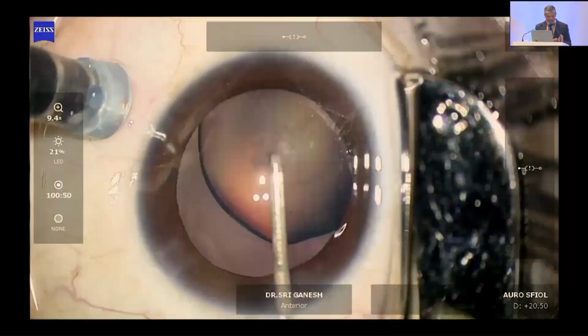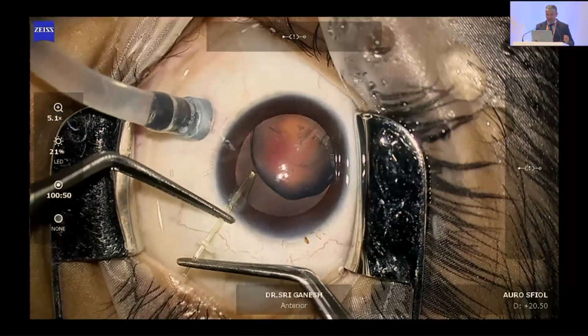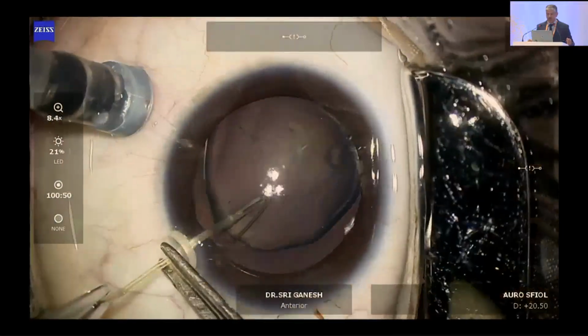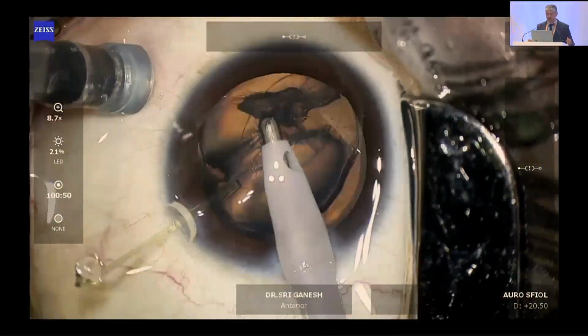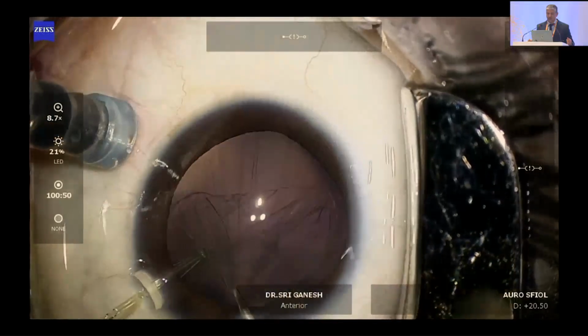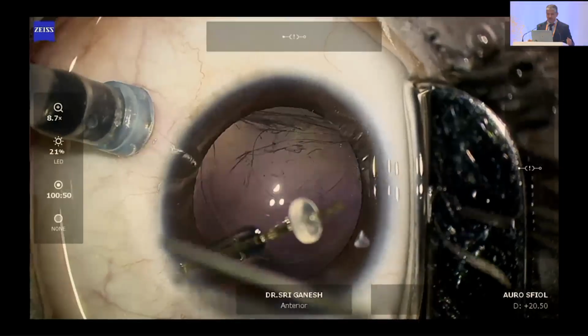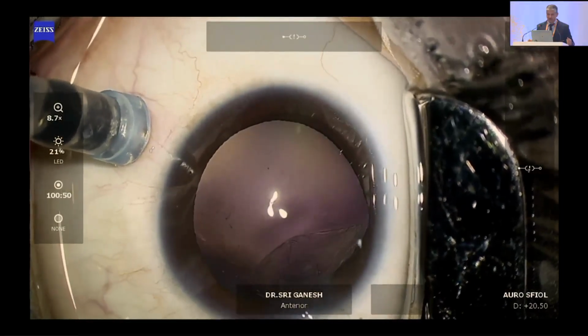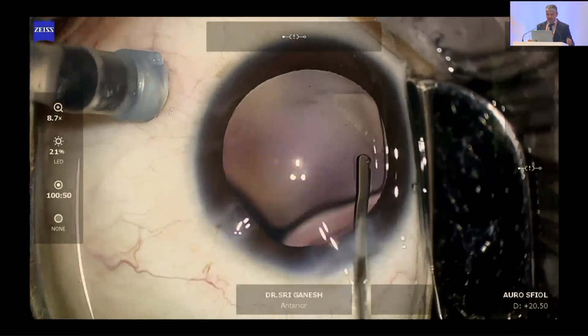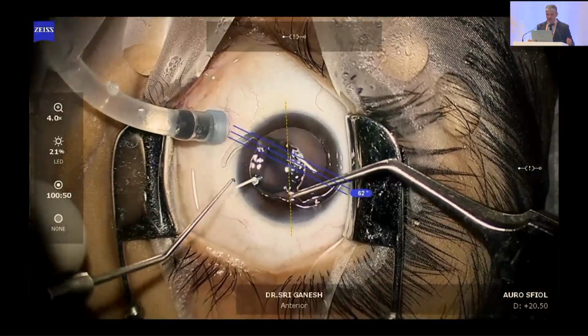I don't like fixating the bag because this is progressive. It's a progressive condition where you can have progressive subluxation. I just use the IA to remove the lens matter, then just remove the entire capsular bag with the microforceps, and now you have aphakia. You can do a vitrectomy, and this is the swivel haptic IOL.